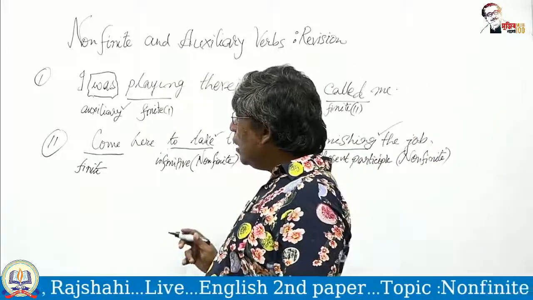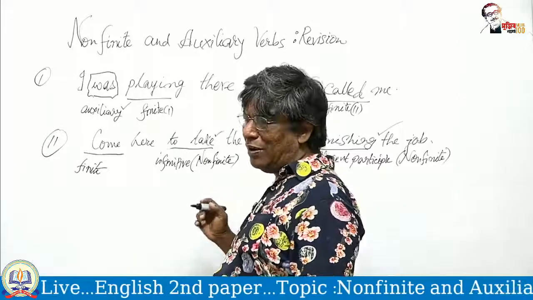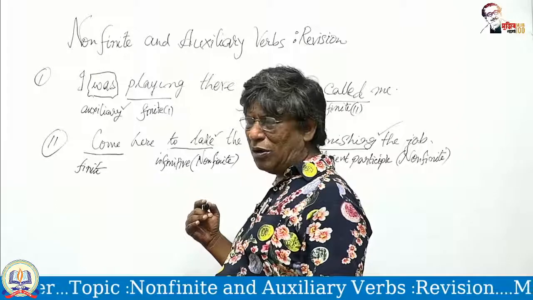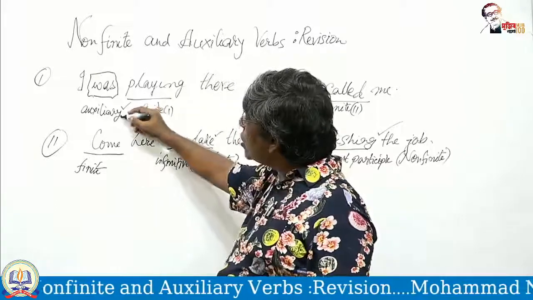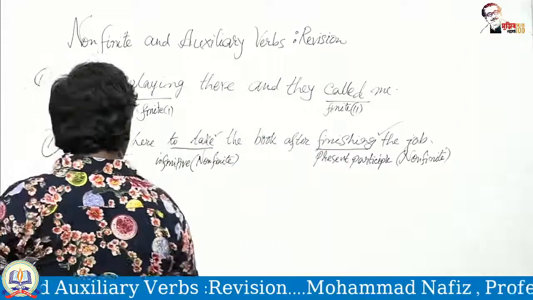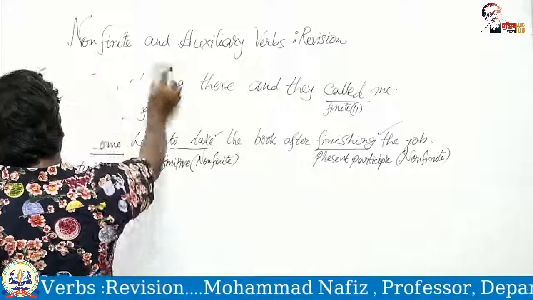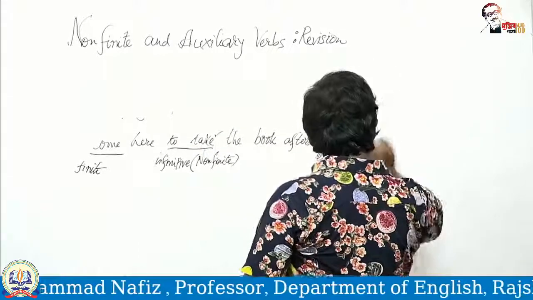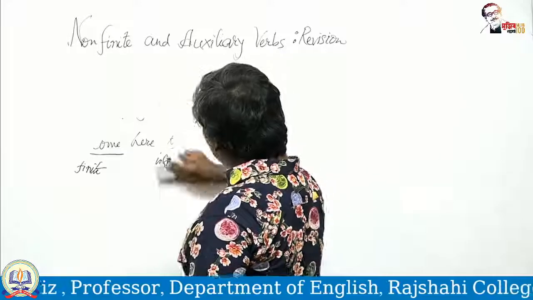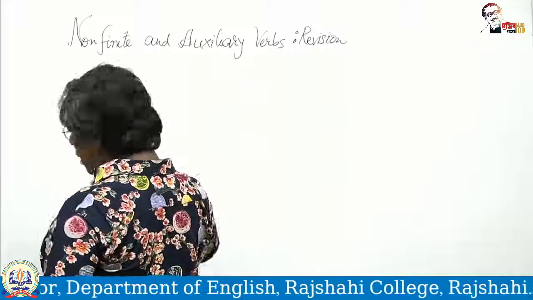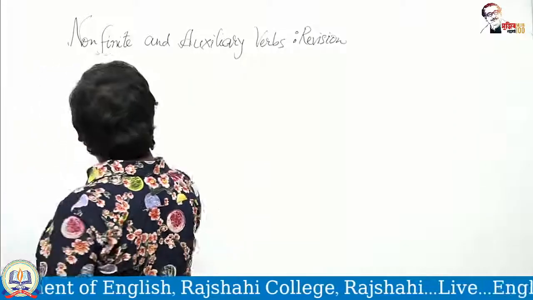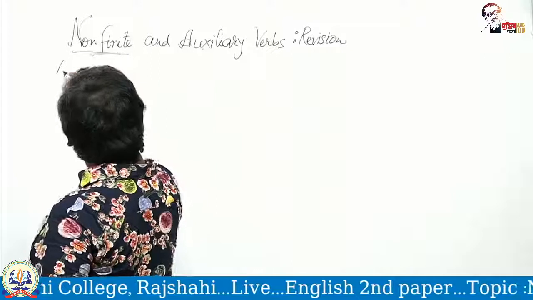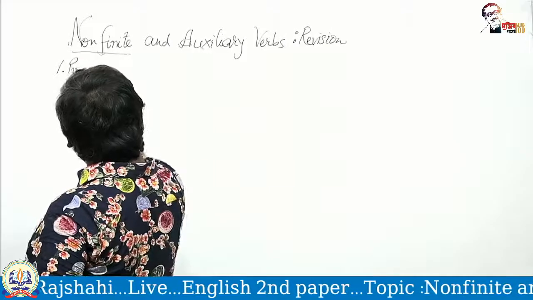And the verb that helps a finite verb to determine the verb's tense form is called an auxiliary verb. So today I will try to show the uses of different non-finite verbs and the auxiliary verbs. First, I discuss the uses of non-finite verbs in English sentences. Well, non-finite verbs are of three types. One, present participle.